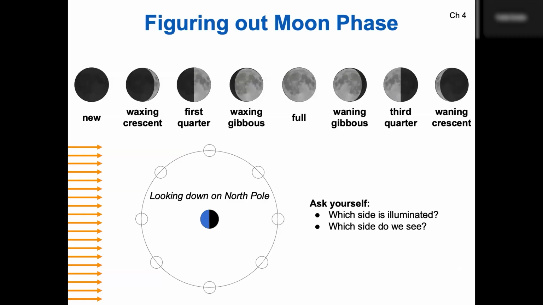So the thing you have to think about is in this context, we are, of course, here on Earth. The sunlight is coming from here. So the questions are, in all of these different parts of the moon's orbit, which side of the moon is illuminated and which side of the moon do we see? These are not obviously always the same thing.